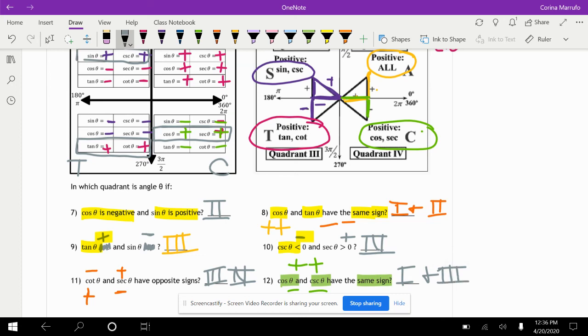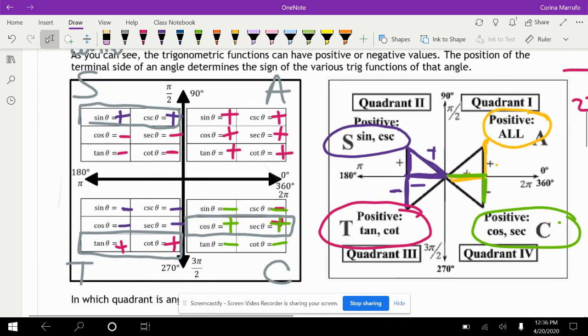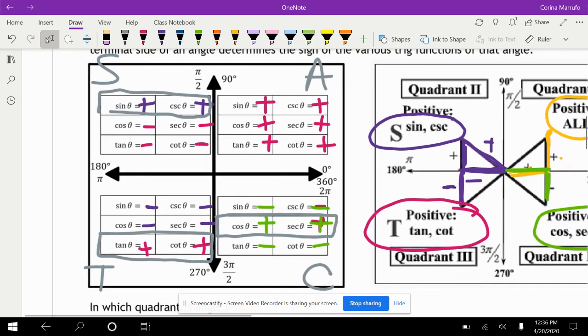And that's it. So don't forget to go ahead and copy this down because you need this for your assignment.